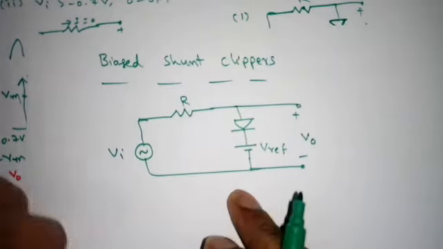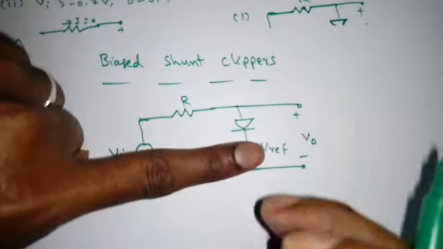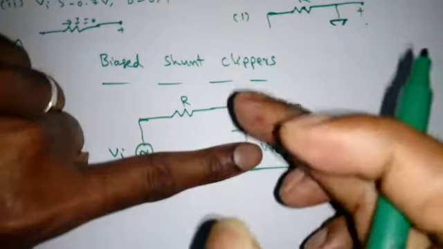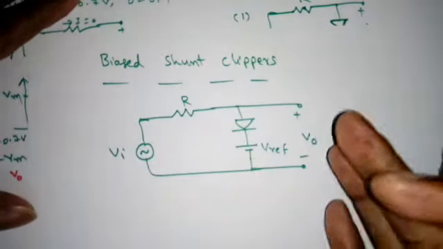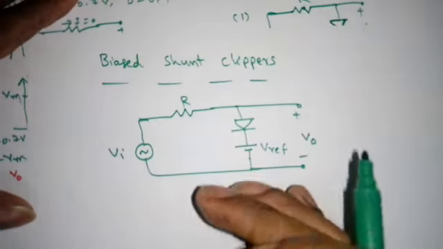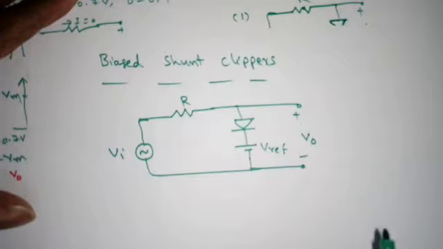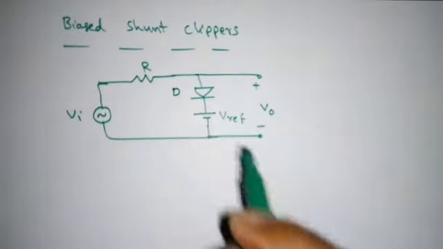Now if there is no V reference, what is this clipper? It is a positive clipper, because when Vi is greater than 0, short circuit. So even though we add some V reference, it will do the positive clipping only, but based on this reference voltage, it may go up or it may go down, etc. Now we will see the operation. So this is the diode D.